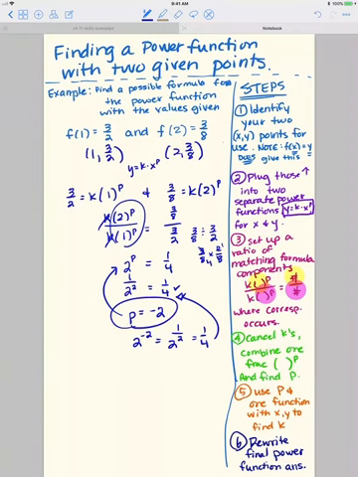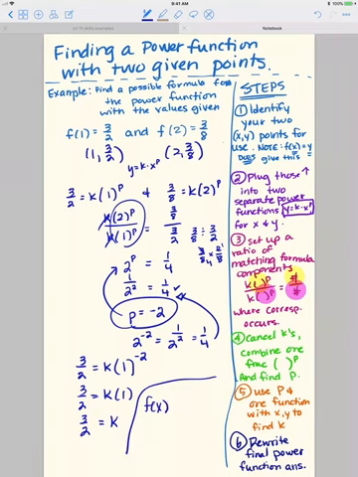So we take that, plug it back into either formula that you like. I'll use the first one. 3 halves equals k times 1 to the -2 power. Find k. So 3 halves equals k. 1 to the -2 power is still 1, and you get that k is the constant 3 halves. So your answer is the power function 3 halves x to the -2.